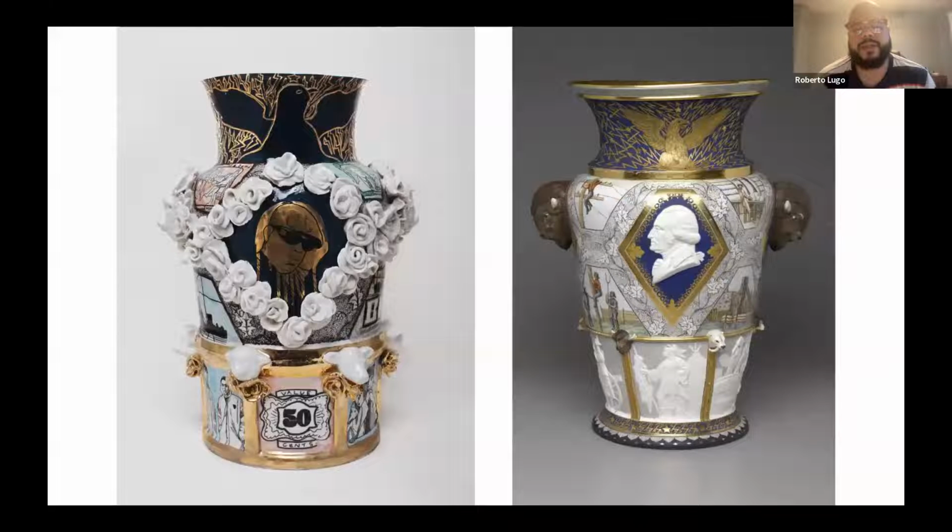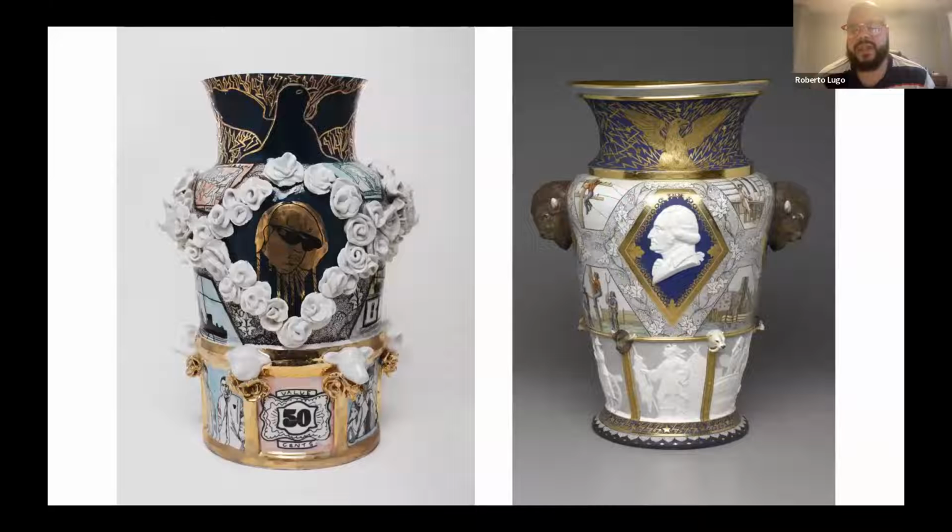I look at objects such as the Centennial Vase, the piece on the right-hand side, made for the 1876 World's Fair by Trenton Porcelain Works. It shows the first 100 years of the United States of America and what we thought were innovations made here. But it also is a form of propaganda showing the trade between indigenous people and our colonizers.